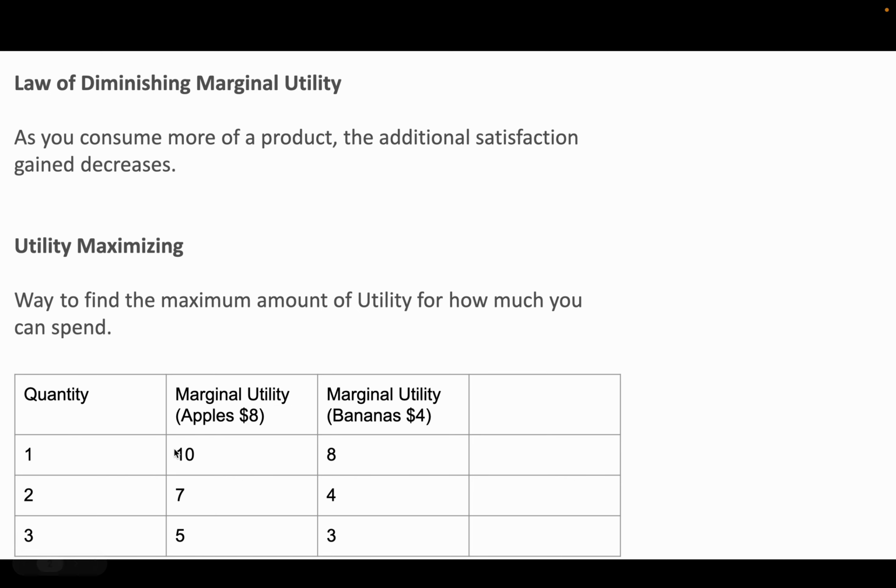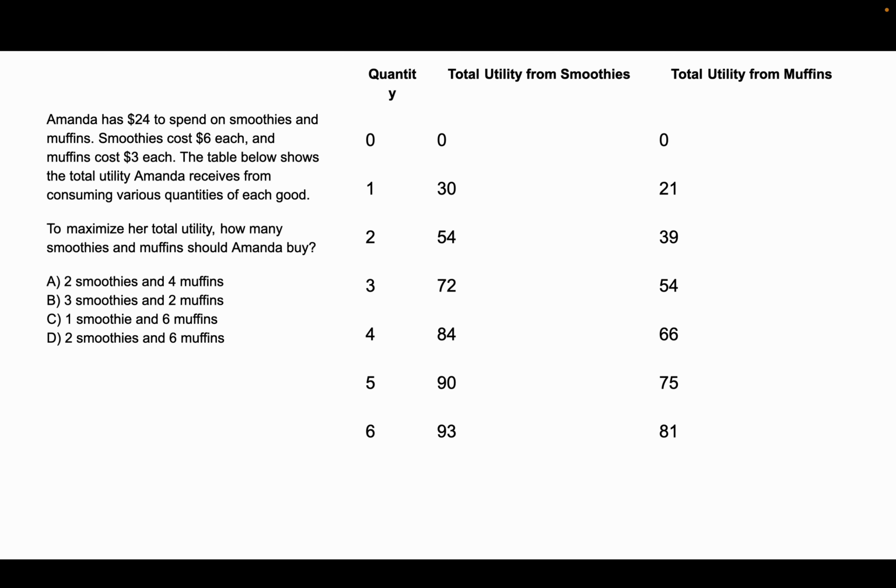And then you can understand how we can actually use utility maximizing and find a specific combination that maximizes our utility. So here's a question I saw in an AP exam. Amanda has $24 to spend on smoothies and muffins. Smoothies cost $6 each and muffins cost $3 each. The table below shows the total utility Amanda receives from consuming various goods. To maximize her utility, how many smoothies and muffins should she buy?